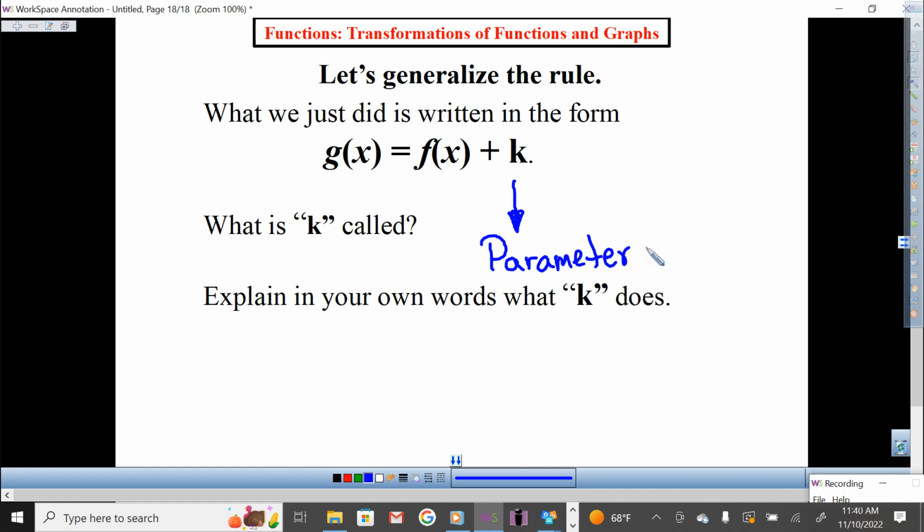Parameter. Yes, anytime we add or subtract a number to the function, it's known as a parameter because it transforms it into something else. So, tell your neighbor, in your own words, what does k do to the entire function? If I gave you any graph, what does it do?